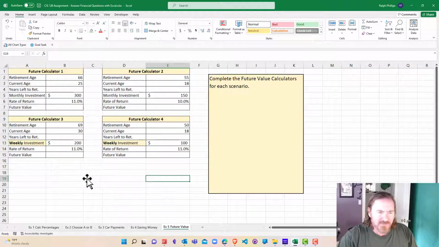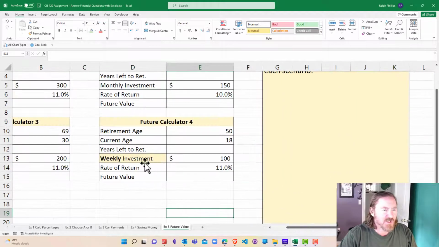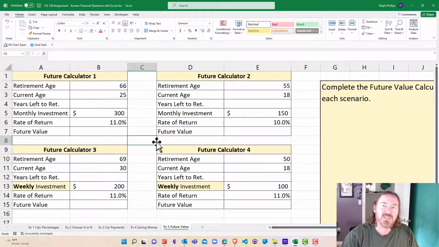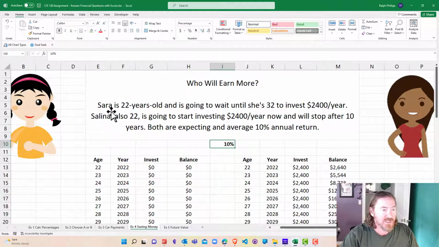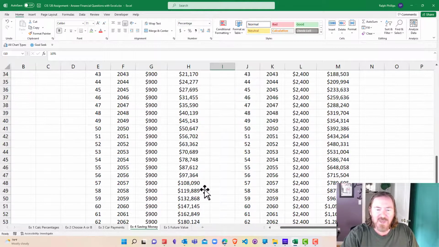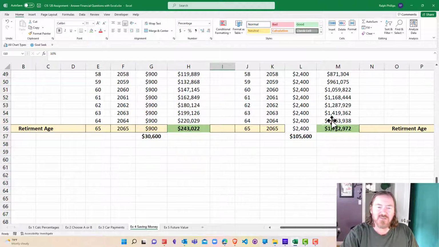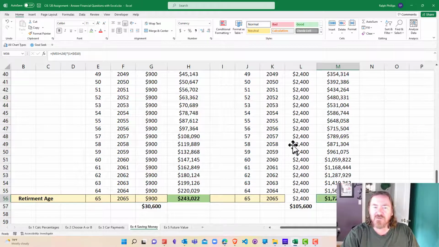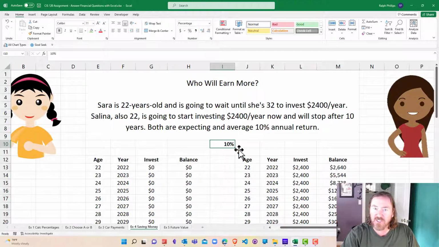All right. Last but not least, we have some future value calculators. Let me go ahead and zoom in a little bit more on this. Future value calculators are similar, but not exactly the same as payment calculators. So where payments look at the payment of a fixed rate loan, a future value amount is kind of like what we just did with Sarah and Selena here. We're basically going to use a function to figure out how much the person will have at some future date based on some regular investments and a regular fixed rate of return.